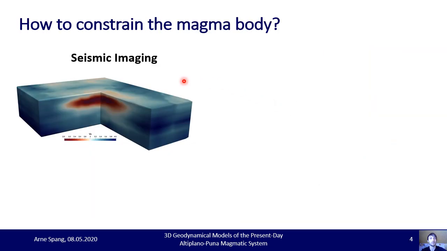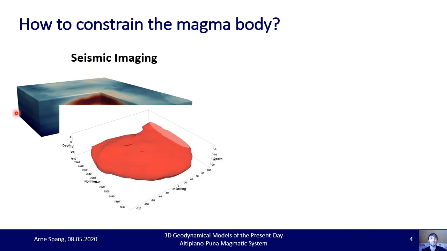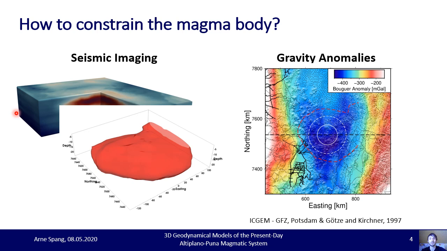The first and maybe most important question to set up such a model is how do we constrain the magma body? How do we know its size, shape, and position? We can look at seismic imaging studies, like I mentioned before. This is an S-wave model, and from that we could extract this magma body, and we could take that and move on. Or we could also look at gravity data. What I show here is the Bouguer anomaly for the region. The Bouguer anomaly tells you about density anomalies below the surface. And you can see there's really something going on in the center.